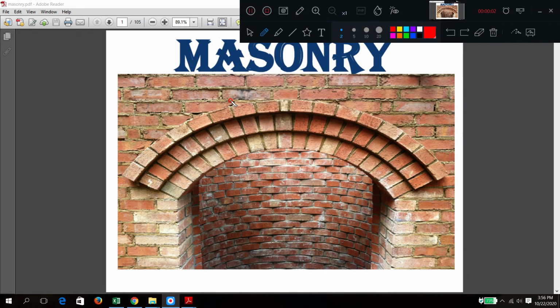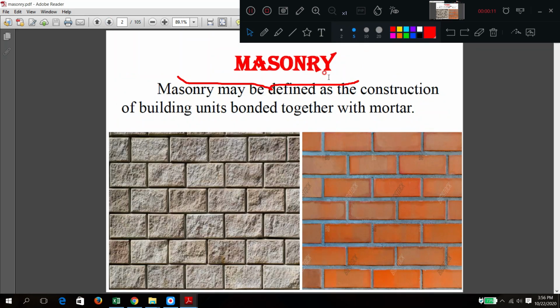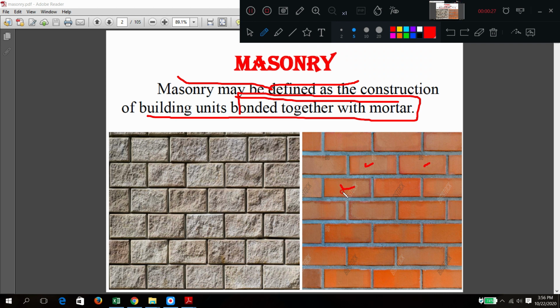Good morning, friends. In the previous class, we started with this unit, that is masonry. So, we'll go through the next point. We have seen the definition. Masonry is nothing but construction of building units bonded together with mortar. These are called masonry units or building units. These are joined with mortar.